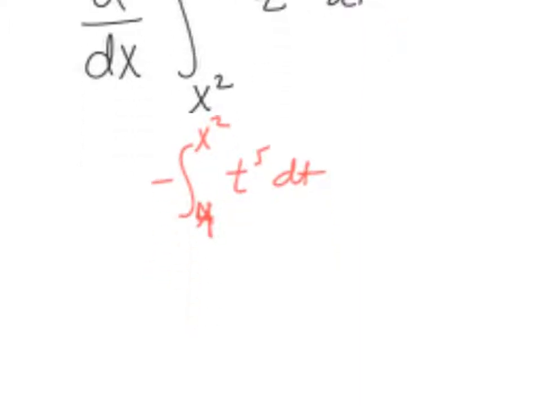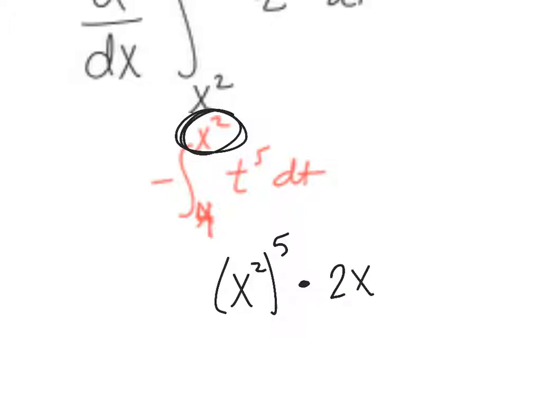Okay, so now I can apply the same thing. I'm going to substitute in my x squared. So I'm going to say that's x squared to the 5th. And then I have to multiply by the derivative of that upper bound, so times 2x. And of course, I got to put that negative back in.